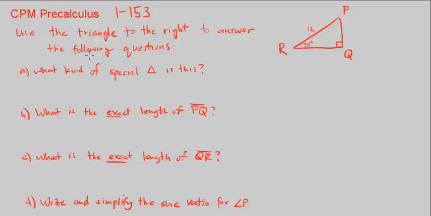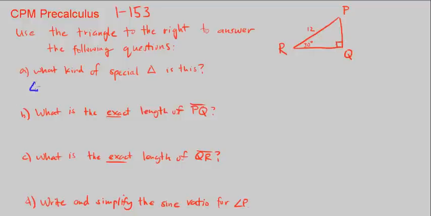This is CPM Precalculus, Chapter 1, number 153. Use the triangle to the right to answer the following questions. What kind of special triangle is this? Okay, so we know it's a right triangle, right? It has the right angle symbol right there, so we know it's a right triangle.